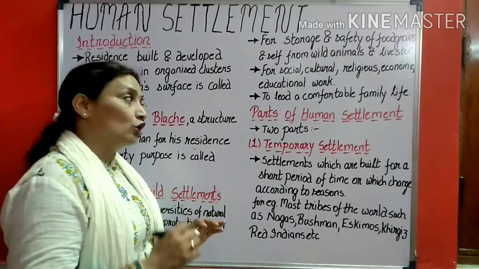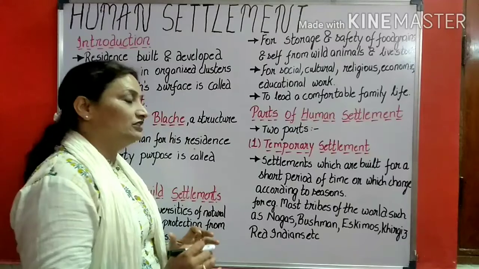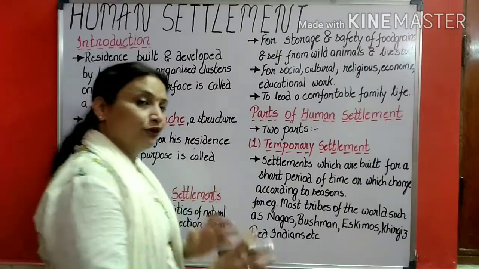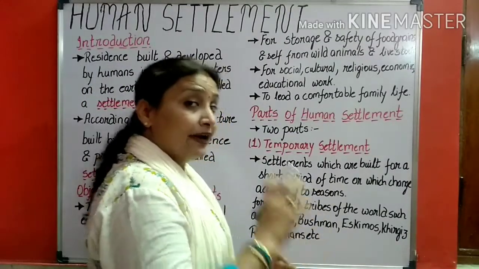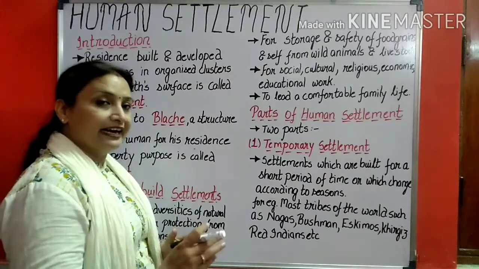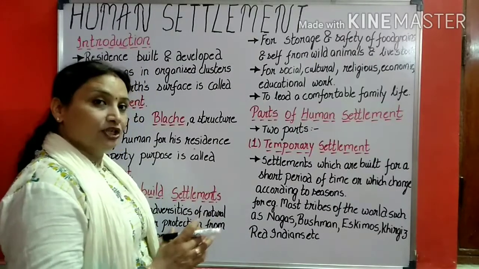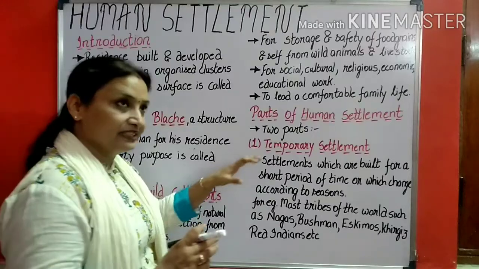Now we will talk about the parts of the human settlement. They are of two types. Firstly, temporary settlement and secondly, permanent settlement. First of all, we will talk about the temporary settlement.